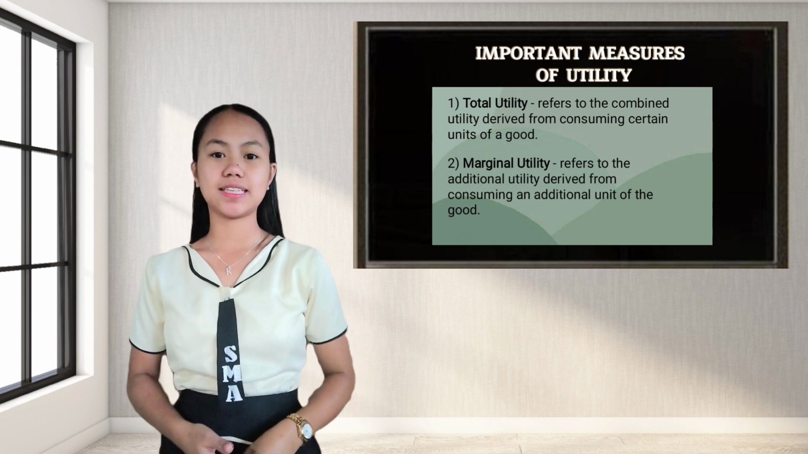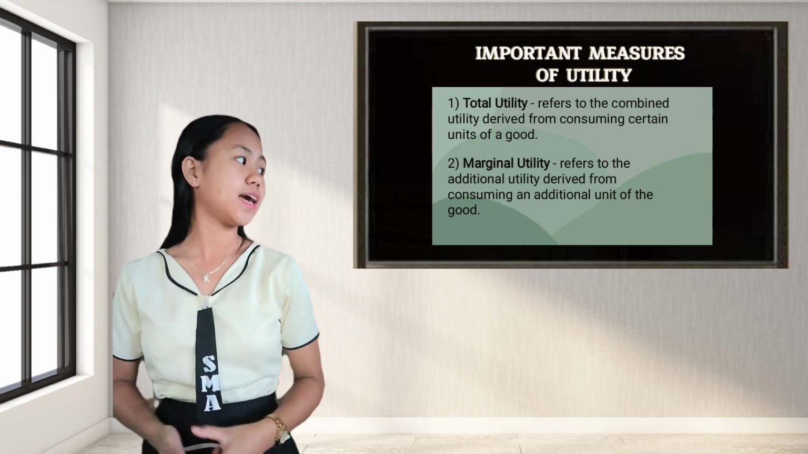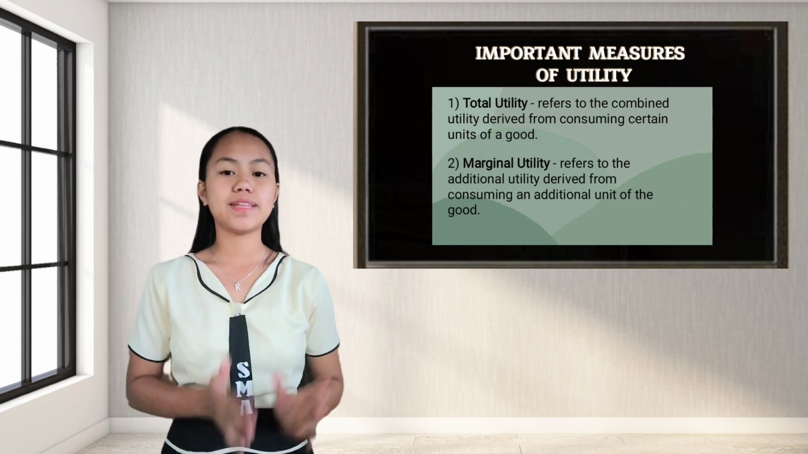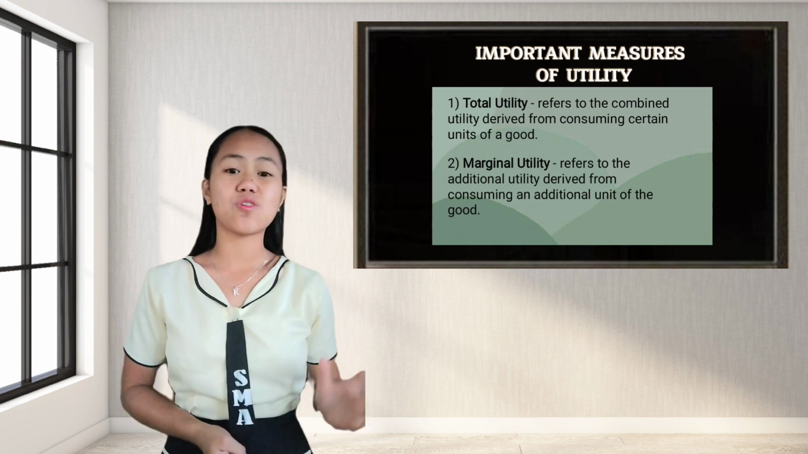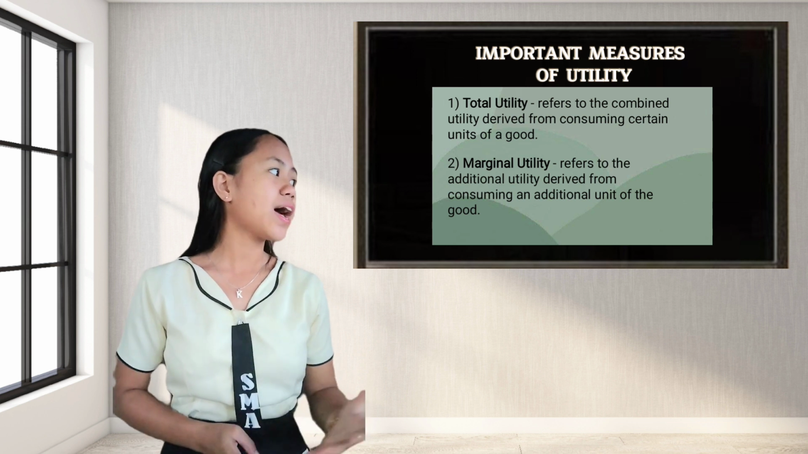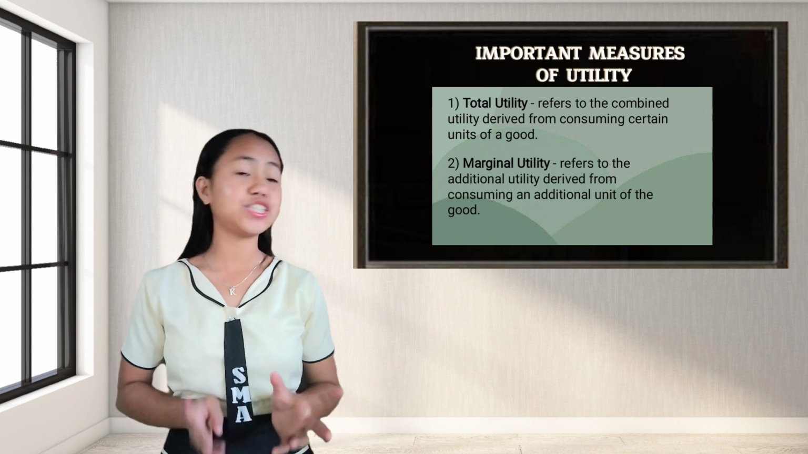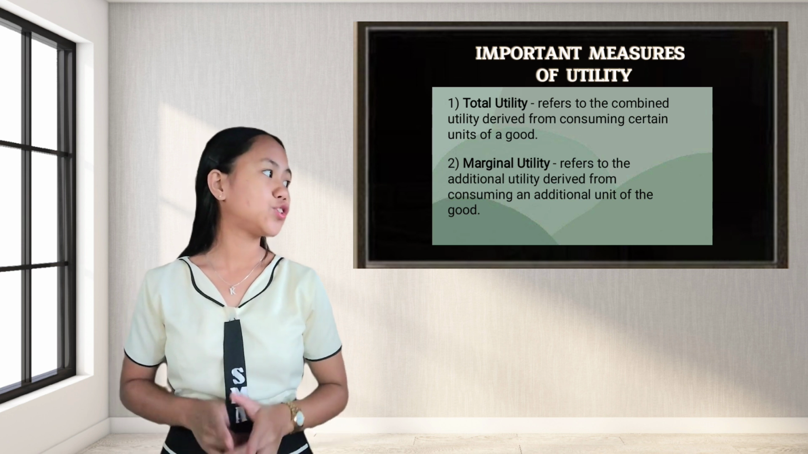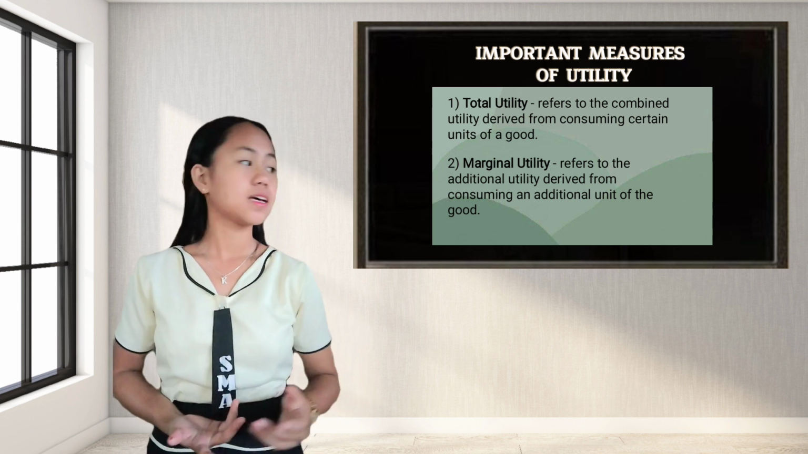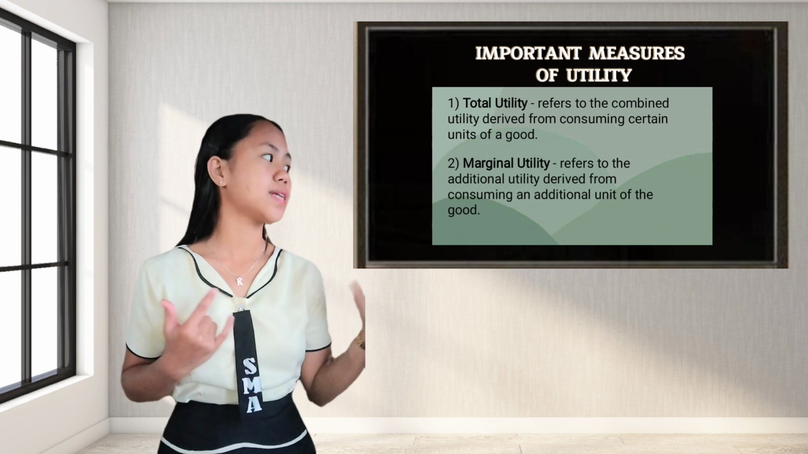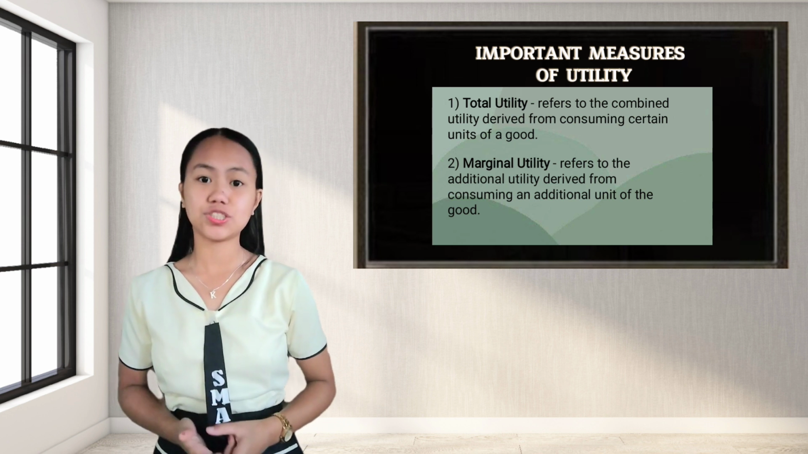Important measures of utility. There are two important measures of utility, which are total utility and marginal utility. So the difference between the two is that total utility is the combined utility derived from consuming certain units of goods, while marginal utility is the additional utility derived from consuming an additional unit of goods. So the hint for these two utilities is that total utility is combined utility, then marginal is additional utility.